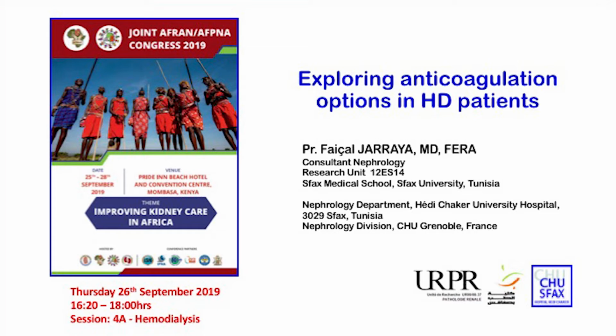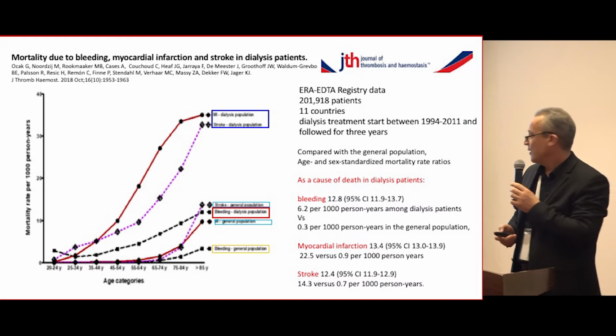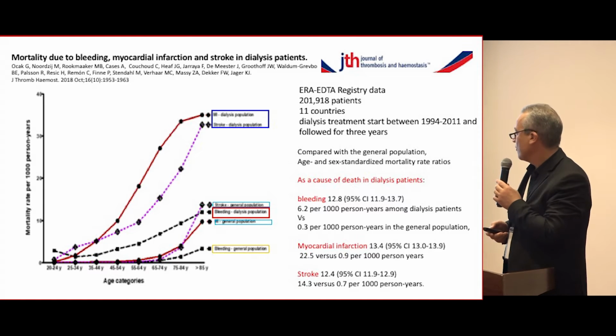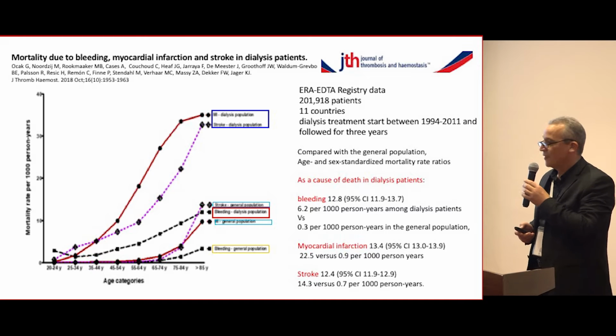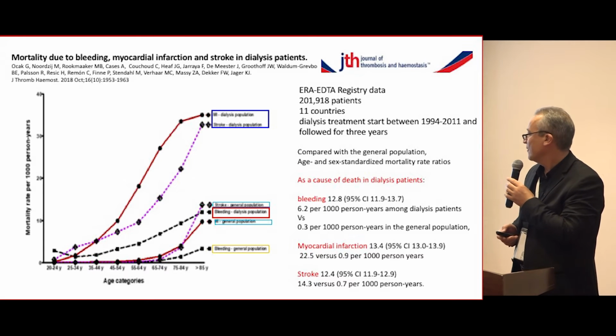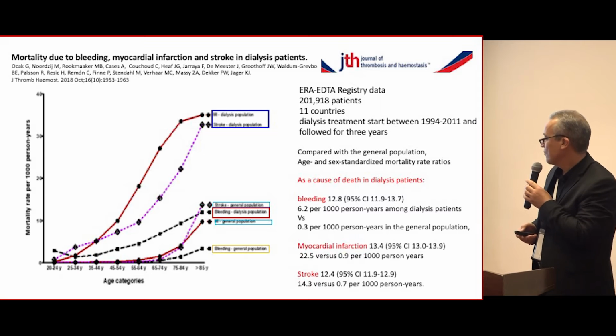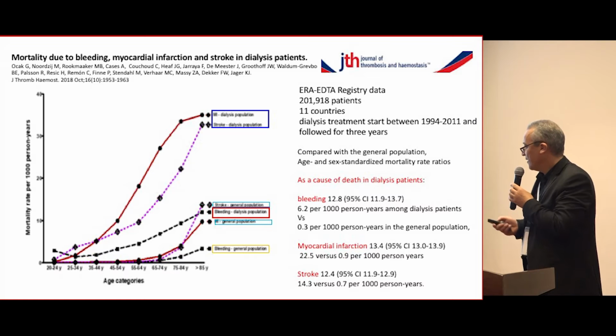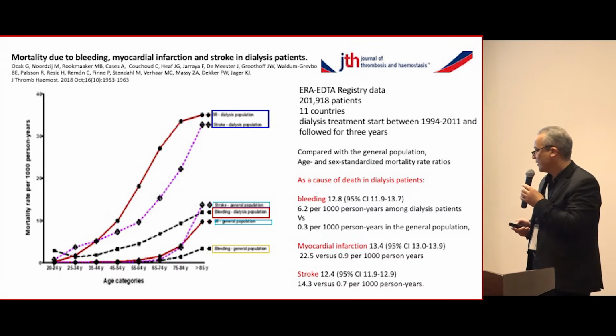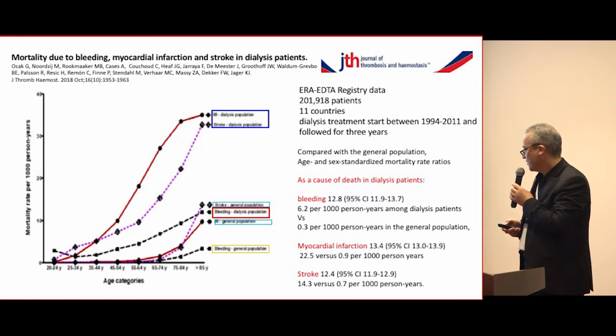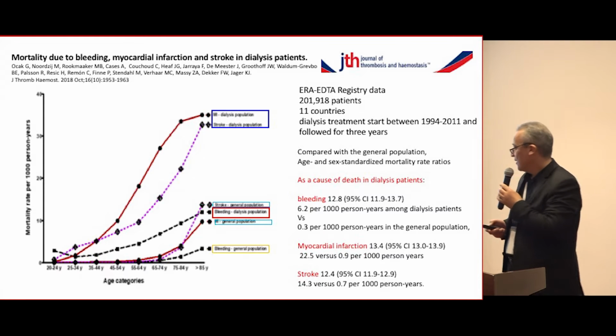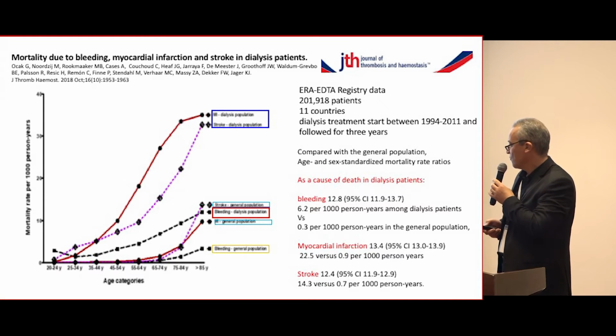The possibility of using anticoagulation on our patients. As already published by the hereditary registry regarding bleeding, myocardial infarction and stroke in dialysis patients, for more than 200,000 patients in this registry, it was shown that as a cause of death in dialysis patients, bleeding will increase the mortality, also the myocardial infarction and stroke as thrombotic events. And this was increased especially for patients on dialysis compared to the general population.